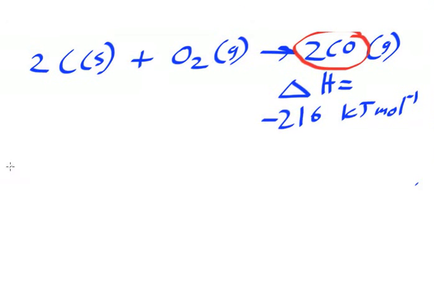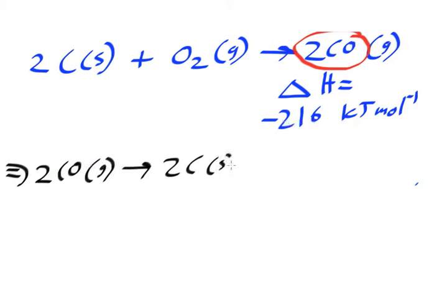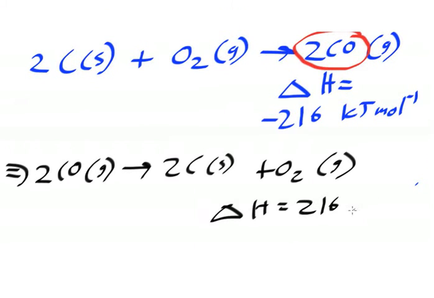First thing I'm going to do is flip it round, and that's something that we saw how to do in the previous video. So I'm going to write 2CO as a gas goes to 2C as a solid plus O2 as a gas. And what happens when I do that is my delta H flips sign. My delta H equals 216, I multiply by -1, kilojoules per mole.